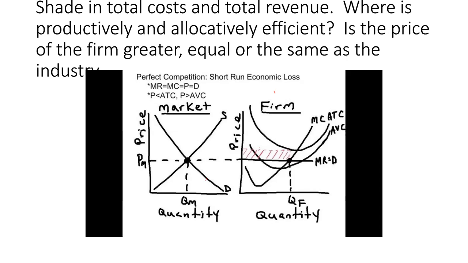Okay. I will give you like 30 seconds or something. Can you shade in the total cost and shade in total revenue? Right? That's all to do now. Can you shade in or make a box of total cost and make a box of total revenue?